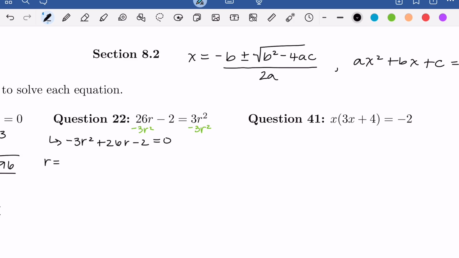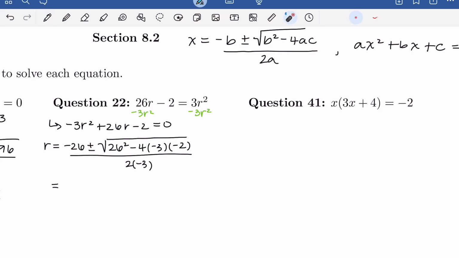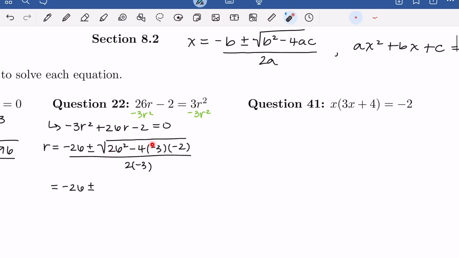R is going to be equal to opposite of our b, so that would be minus 26 plus or minus, we're going to have b squared, so 26 squared minus 4 times a times c, and this is all over 2 times a. Alright, so let's see what we have. We're still going to have this minus 26 and this plus or minus on the outside. Then under our radical, if we take the square of this and then subtract out this guy here, we're going to get the square root of 652. And then in our denominator, we're going to have a -6.